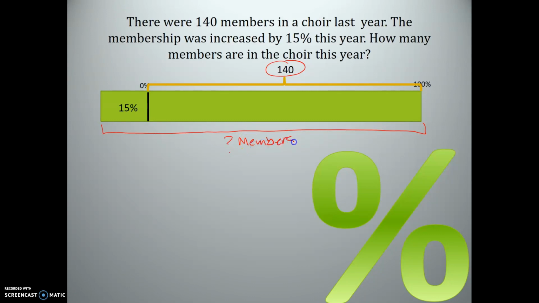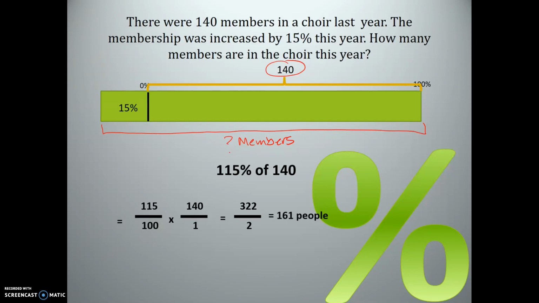So let's set this up. We're looking for a quantity that's greater than the original 100%. We want to find 115% of 140. And even though that percentage is larger than 100%, we're still going to use the same process. So we're still going to set that up as a fraction. 115 over 100, it's totally okay, that's an improper fraction. We're just going to multiply it like we normally do, times 140 over 1. We're going to do that math, and we're going to get 322 over 2, and divide that out, and we get 161 people.